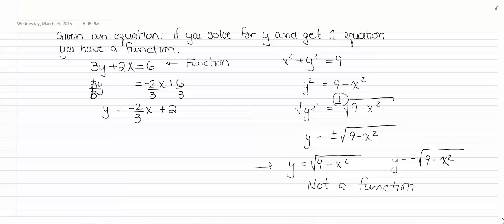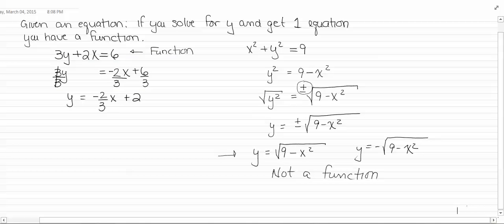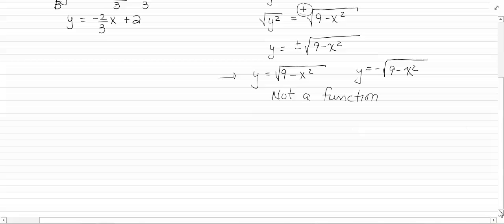Okay, there's another way that you can tell as well, and that way is if you're given a graph. So for example, if I go back to x squared plus y squared equals 9, that's the graph of a circle with center at 0, 0, with a radius of square root of 9, which is 3. So I can draw in the circle, sort of, right?